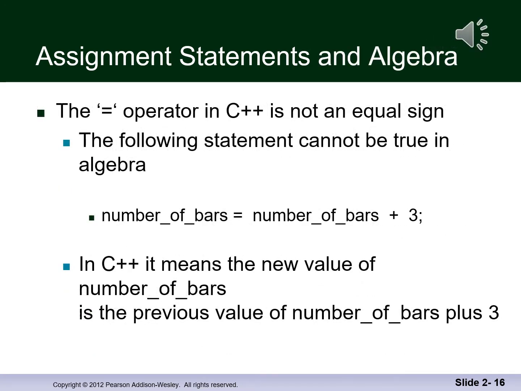As we're talking about assignment statements, I want to be clear with this concept. The equal sign operator in C++ is not an equal sign. So the following statement cannot be true in algebra: numberOfBars = numberOfBars + 3. However, in C++, it means the new value of numberOfBars is the previous value of numberOfBars plus 3. So if numberOfBars before this program statement is executed is 7, after it will be 7 plus 3, or 10.